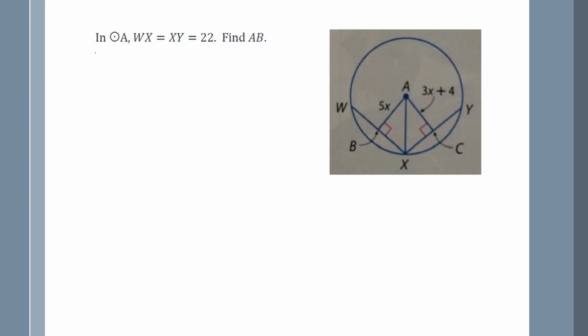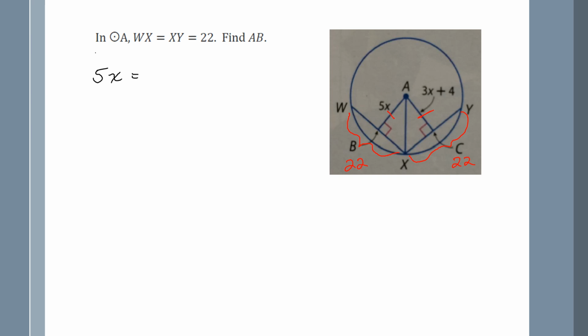Okay, so in circle A, WX equals XY equals 22. So this equals this, and those are 22 each. Find AB. Well, if that's true, then this segment here is congruent to this one here. So we can set up our equation.